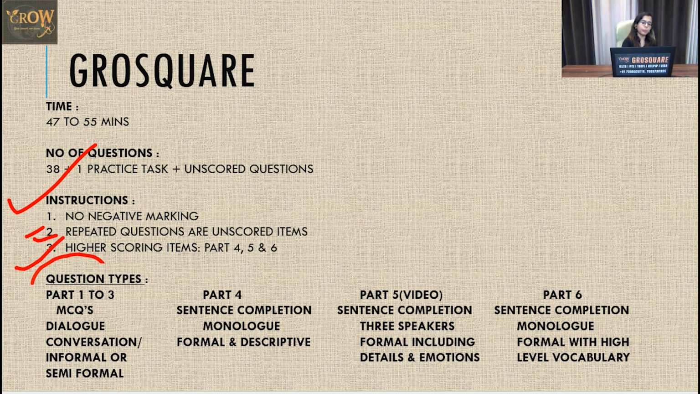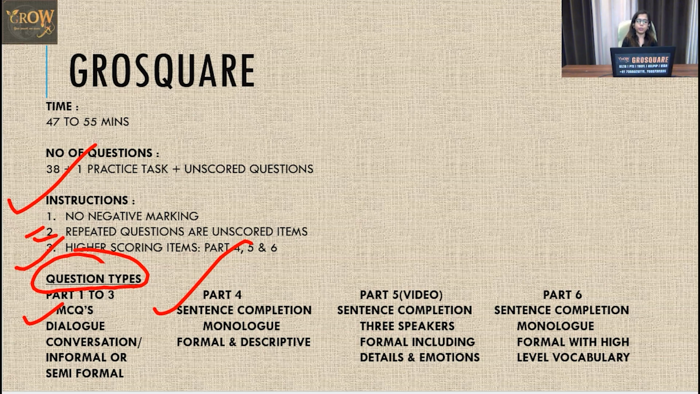Now let's discuss the question types and everything about the parts. From question number 1 to 3, you are going to solve MCQs, and there is going to be a dialogue. What is the meaning of dialogue? Di means 2, that is a conversation of 2 persons, and log means speaking. So this is the conversation between 2 people, and it can be informal or semi-formal. Most of the time it is an informal conversation only. Part 4 is almost the same as parts 1 to 3.